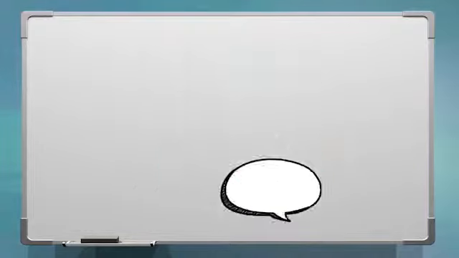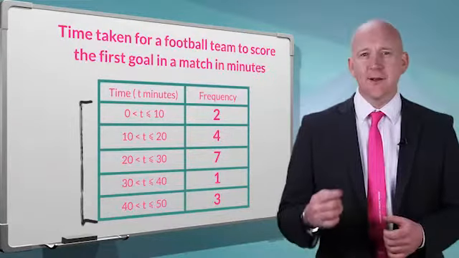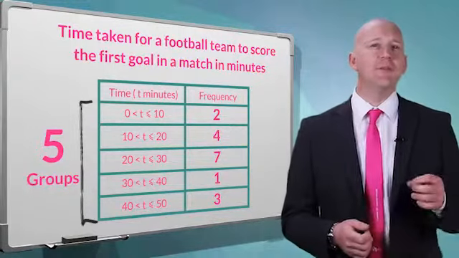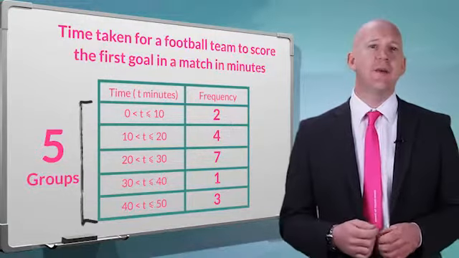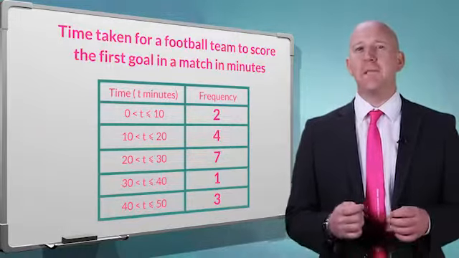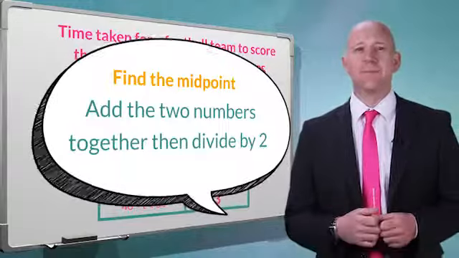Take this question. Here is a chart showing the time taken for a football team to score the first goal in a match in minutes. As you can see, the left-hand column has a time recorded in 5 groups, ranging from 0 to 10 up to 40 to 50 minutes. What you need to do is work out a midpoint for each group. The easiest way to find a midpoint of 2 numbers is to add them together and then divide by 2.